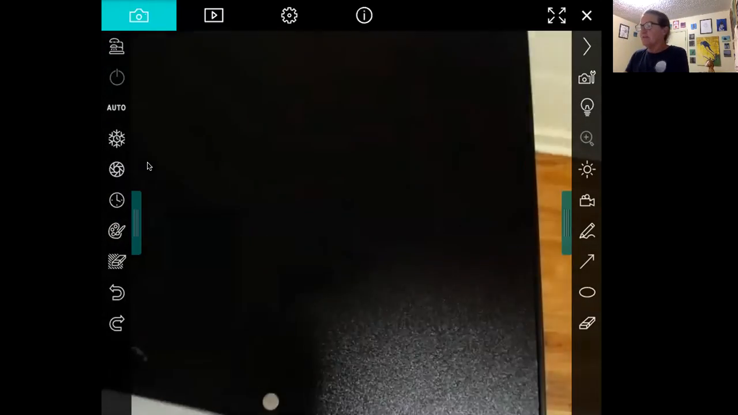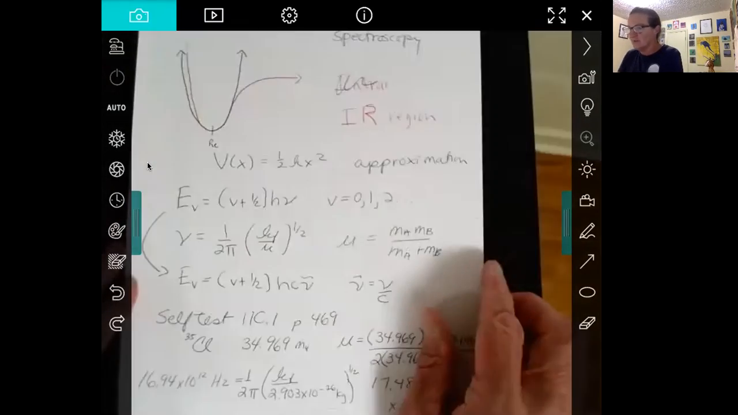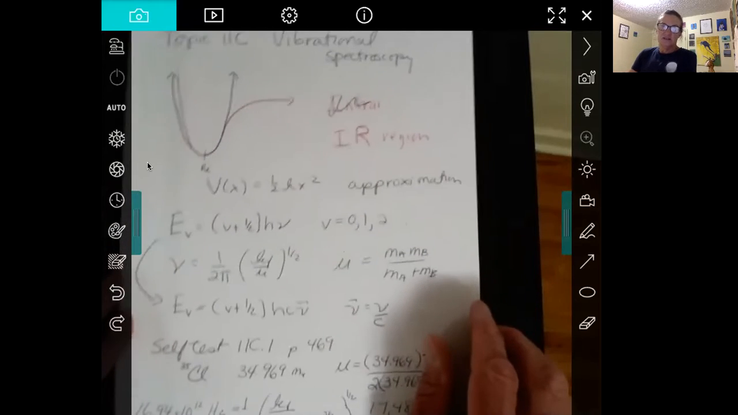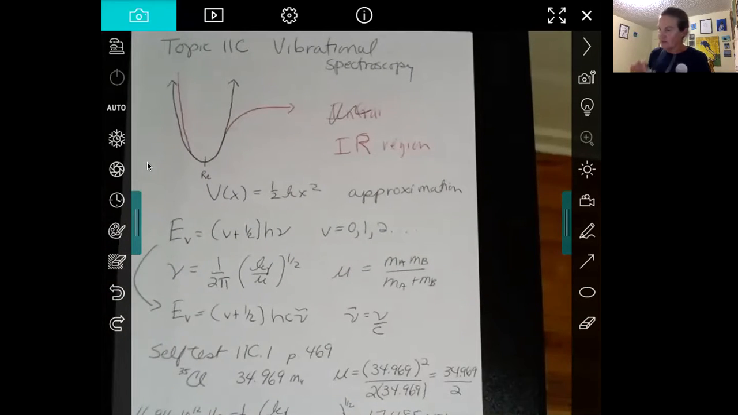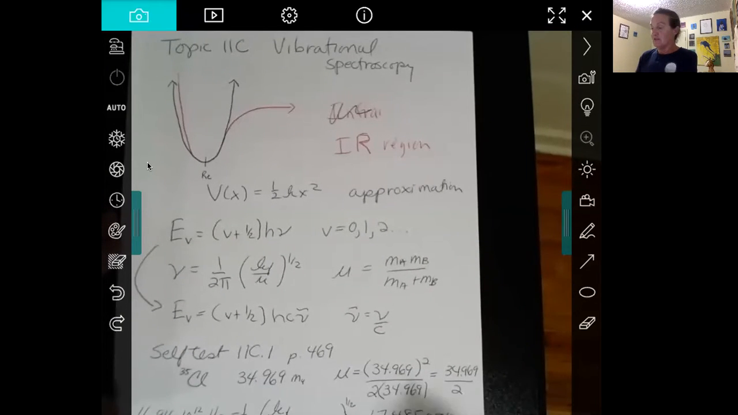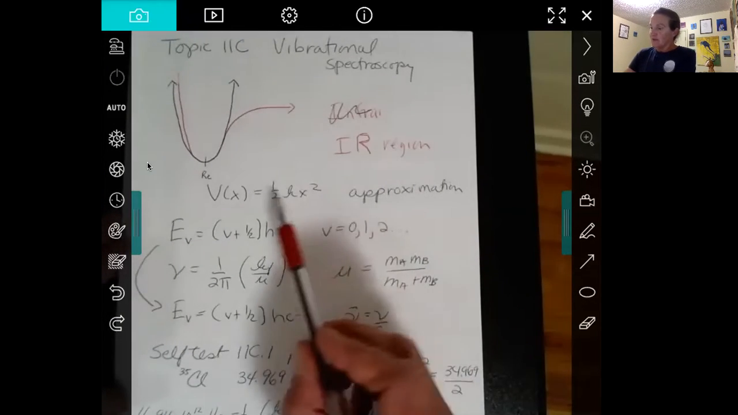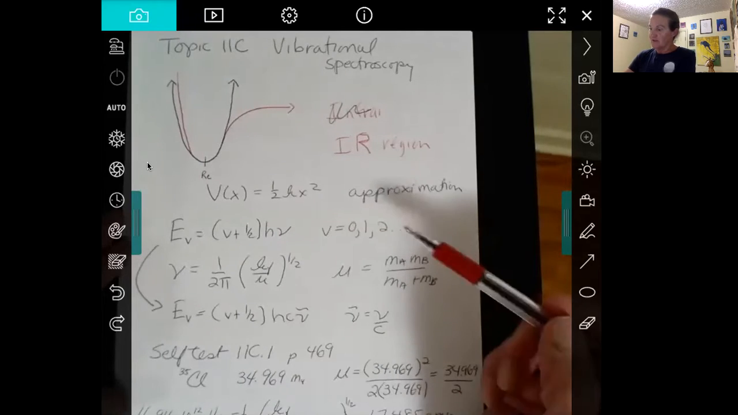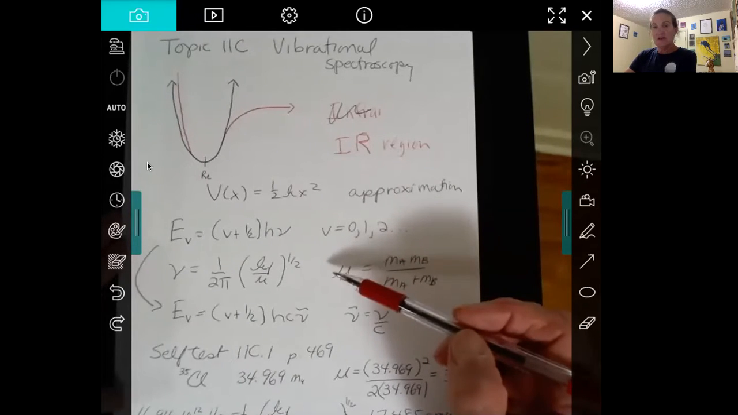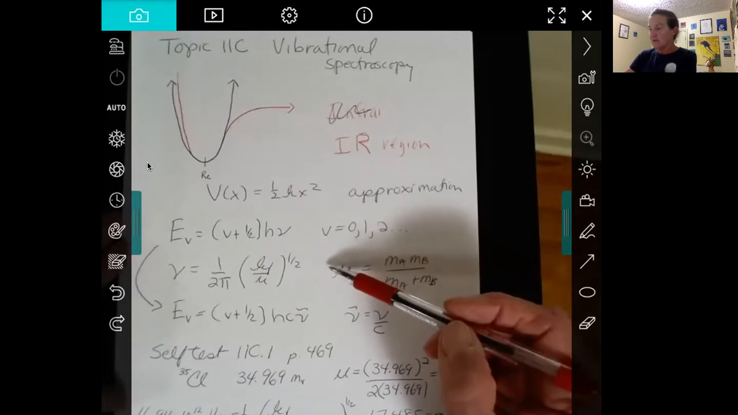Vibrational spectroscopy, adding energy to make a molecule vibrate at a higher level, is usually in the IR region. The photon of IR light tends to have the right energy to excite vibrational states. Remember, it was microwave photons that excited rotations. So here's our harmonic oscillator. These are the energies that we had from focus 8.